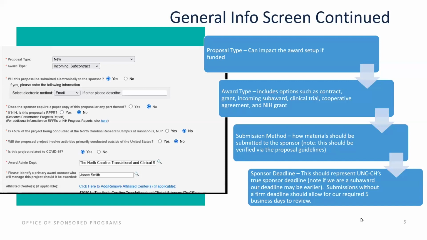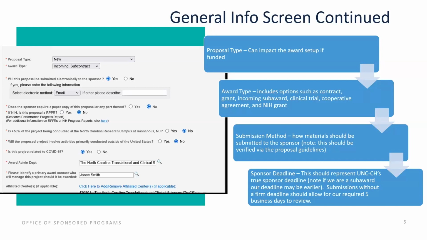And then proposal deadline is really important here. So the sponsor deadline is our sponsor. So going back to that general info screen previously, we talked about the difference between our funding agency and our prime funding agency. And it's really important that this sponsor deadline reflects our funding agency, not the prime funding agency.